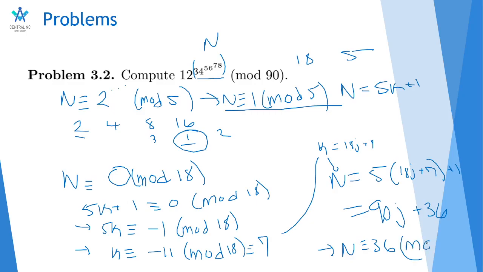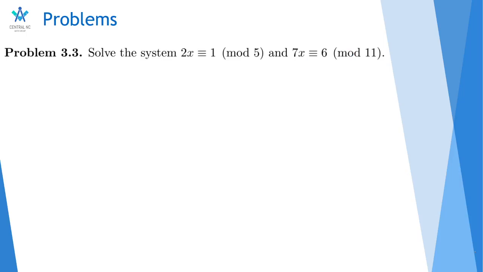And you can see why splitting this into two mods is very powerful. We just can't directly compute this mod 90. It would be quite difficult. So this is why Chinese remainder theorem is very powerful. So let me just cover, we have two more problems. One is this system of congruences. I'm going to actually leave this as an exercise to you. It's basically us solving a system of congruences, and I'll come back and I'll tell you the solution.